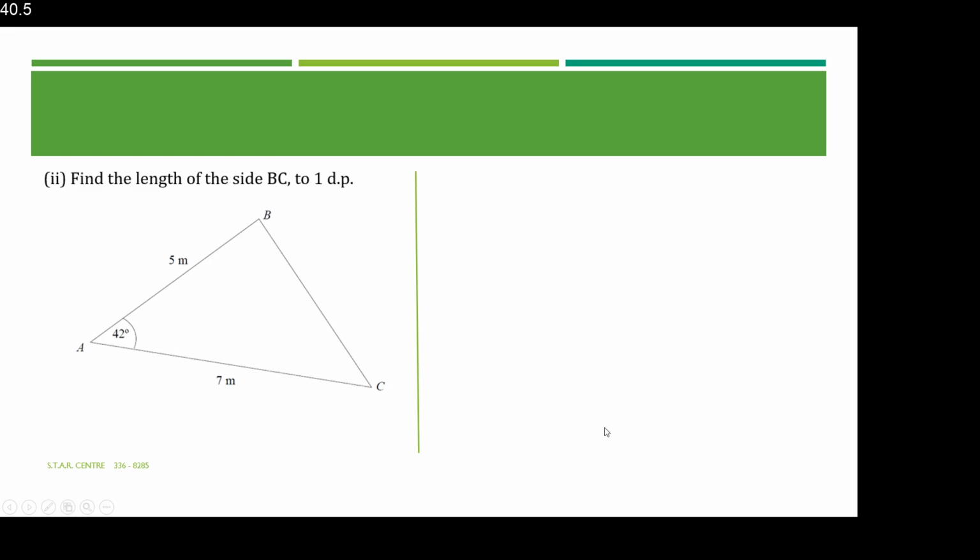Part 2, find the length of the side BC to 1 decimal place. So BC is the side opposite A. So this is the side a, angle A. Then this is the side c and the side b. So we are going to use the cosine rule. Since we are looking at angle A, the letter on the left-hand side is also a. So a squared equals b squared plus c squared minus 2bc cos A.